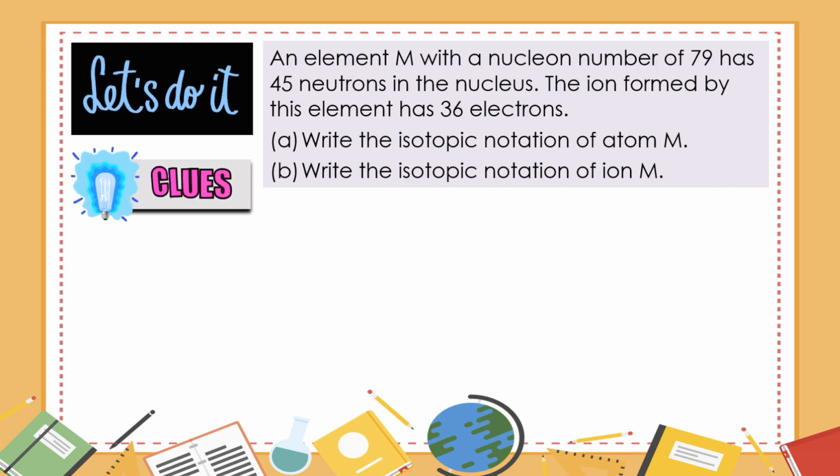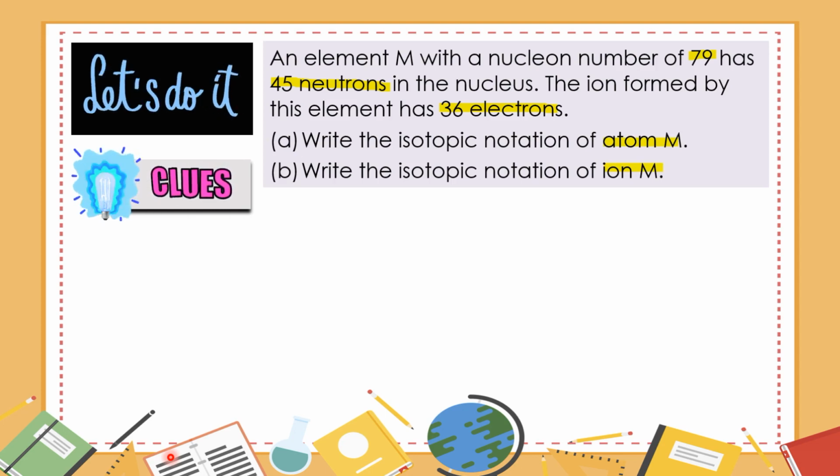We move to the second question. An element M with a nucleon number of 79 has 45 neutrons in the nucleus. The ion formed by this element has 36 electrons. Write the isotopic notation of atom M and the isotopic notation of ion M.